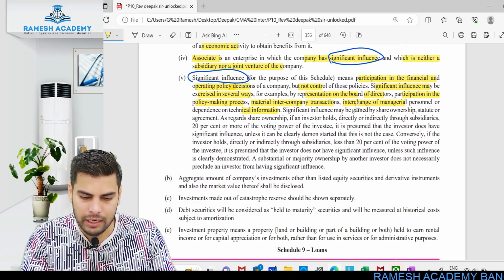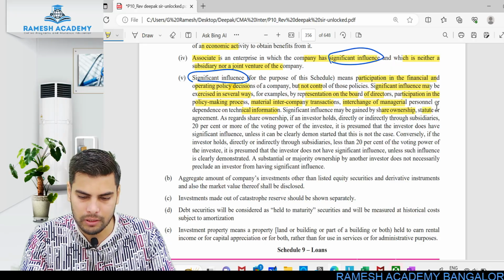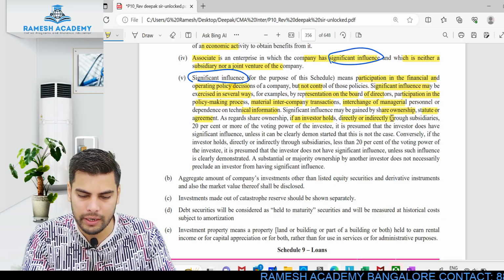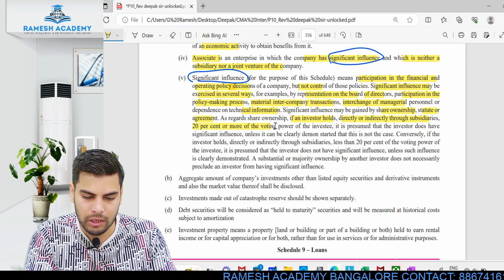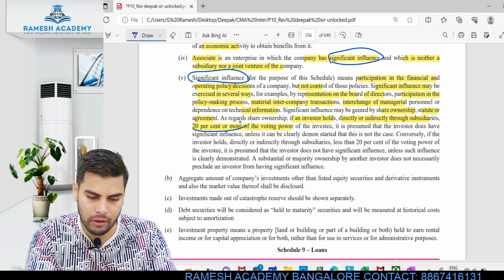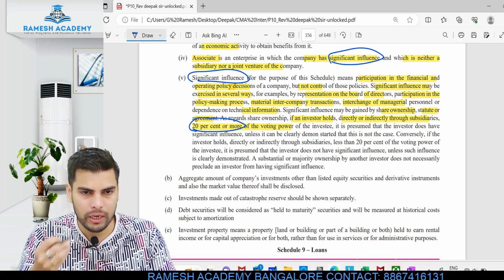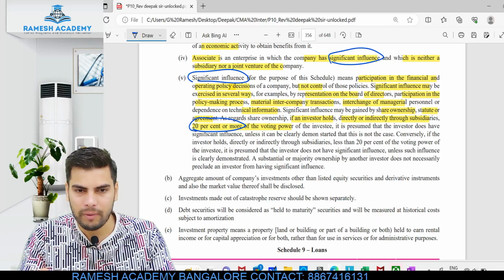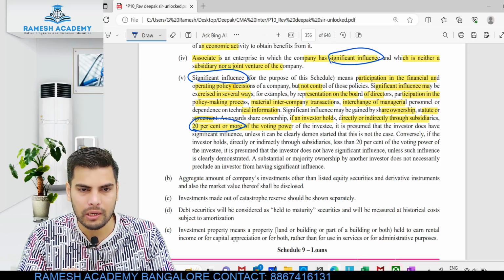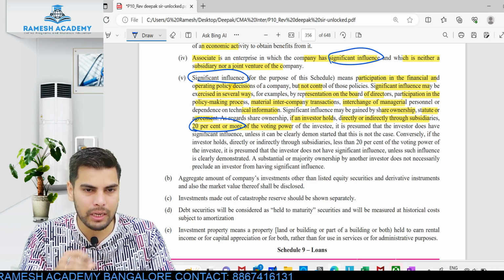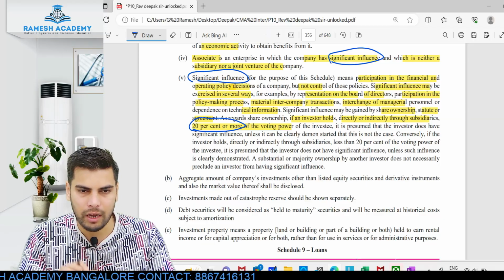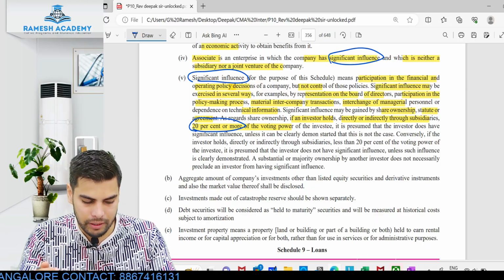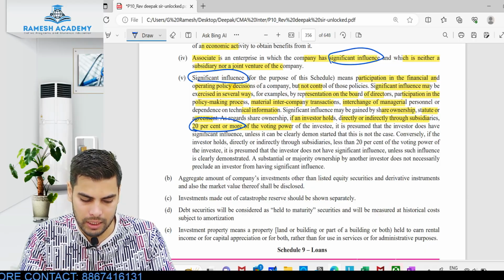Okay, so significant influence may be gained by share ownership, statute or agreement. So as regard to share ownership, if an investor holds directly or indirectly through its subsidiary 20% or more of the voting rights, this is important. Okay, so if at all I'm holding 20% or more, either by myself or along with the investment in the form of my subsidiary, either I should be holding in that particular company, or even if my subsidiary company is having interest in that other company, it is still fine. Put together, if it is exceeding 20% of the voting right, the other company will be treated as what? The other company will be treated as associate company. Clear?